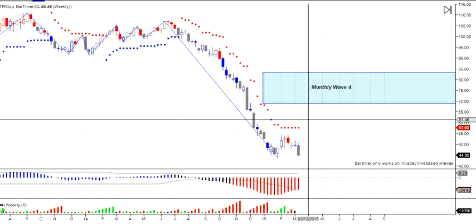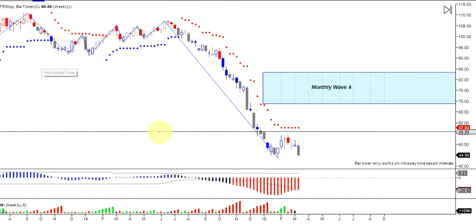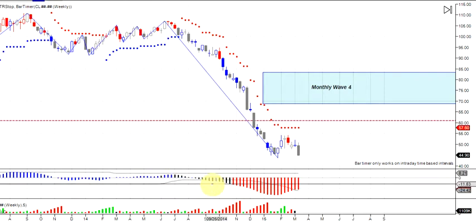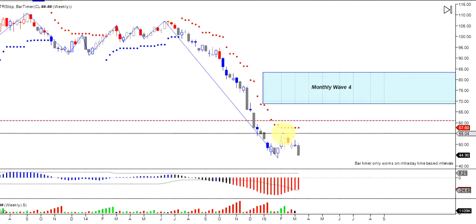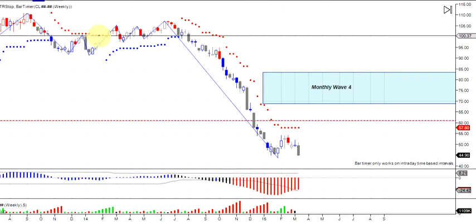So let's put a line there just for kicks, and we'll monitor that. $61, right about there. My experience is that it will go higher than that. It'll go probably up into this area. So we'll see.